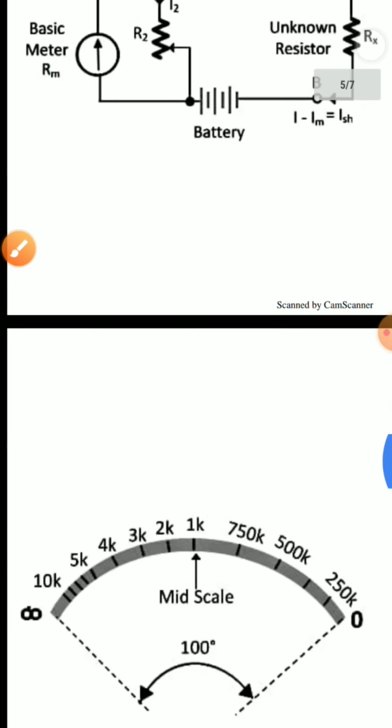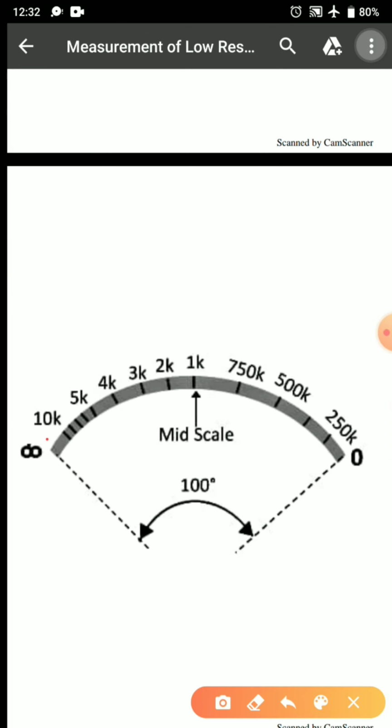Now let us look at the scale. Looking at the scale, we can clearly make out this is infinity, this is 0, and this is the mid scale, that is the half scale deflection, for half current.